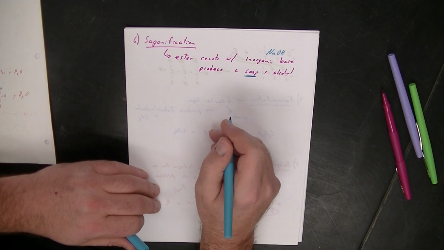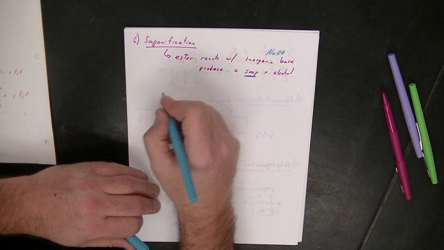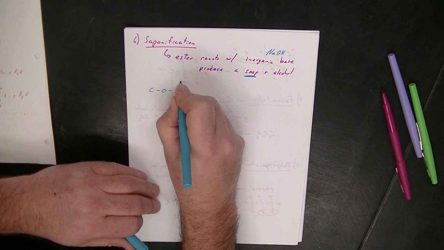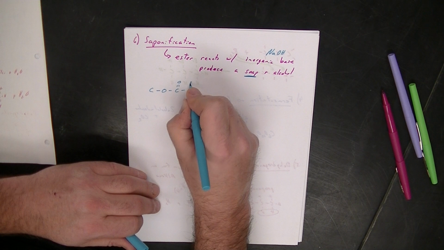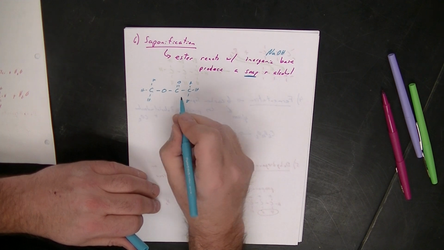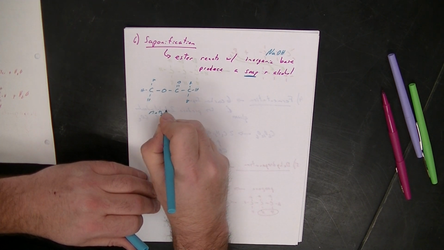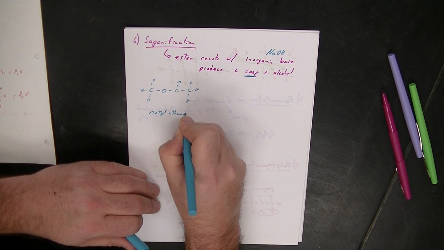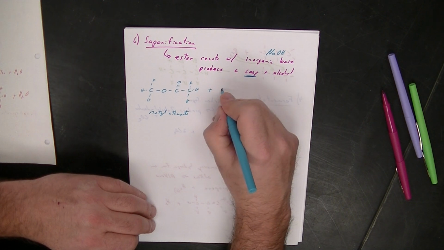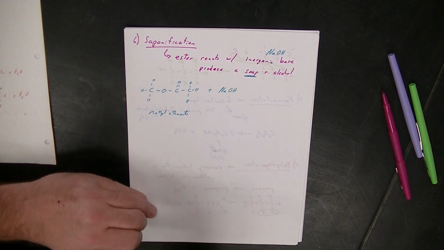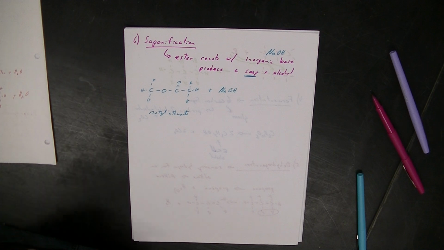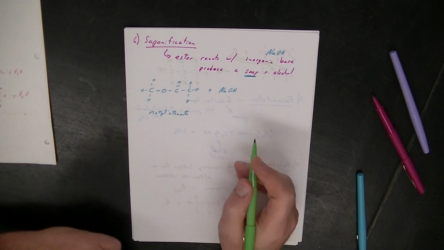Now, let me give you an example. We need an ester, so we'll use a simple ester. This would be methyl ethanoate, and we're going to add an inorganic base, and let's use NaOH. So let me show you what happens. This is kind of like double replacement, sort of. I mean, it's not called double replacement, but it's the same kind of idea.